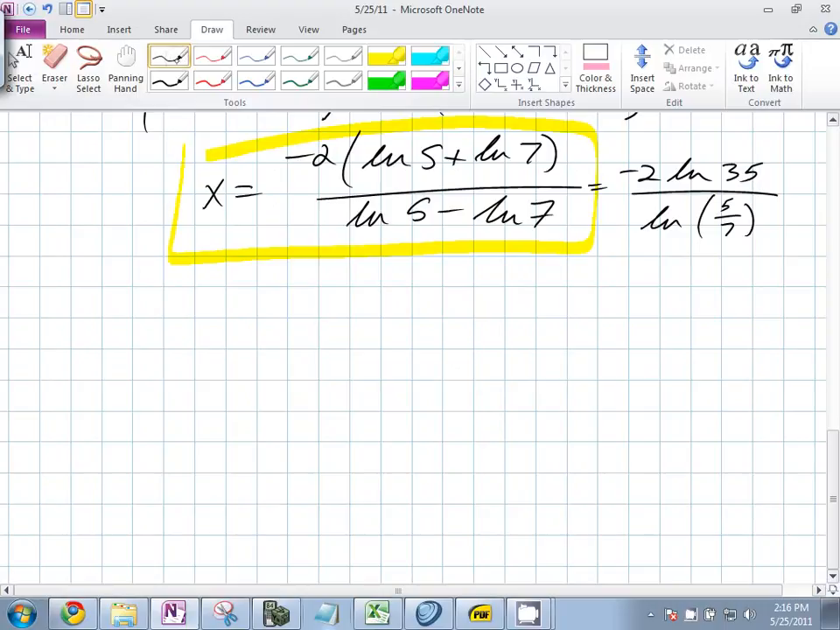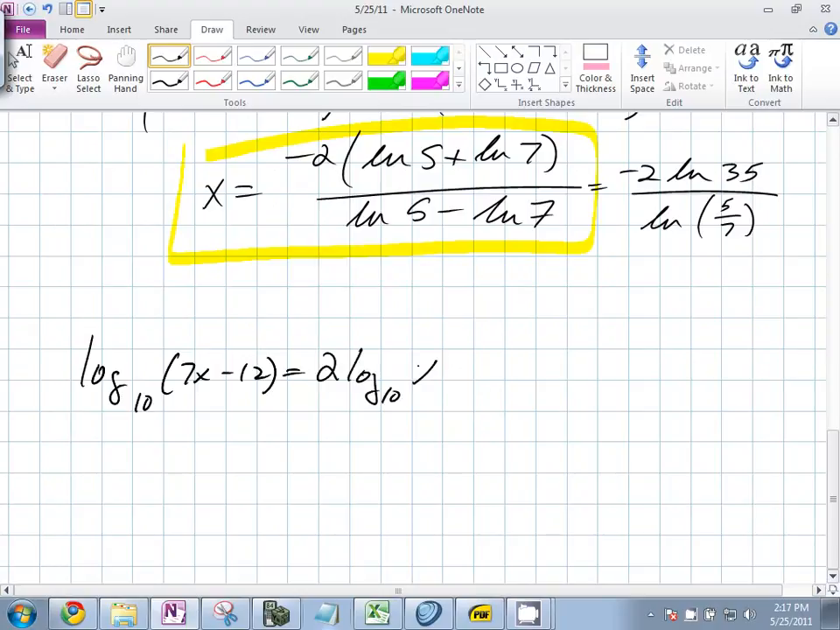Moving on. Any others from 37 through 56? No? 52. Sure. I just want to see more. Log base 10 of 7x minus 12 equals 2 log base 10 of x.